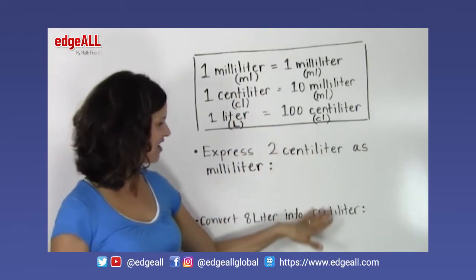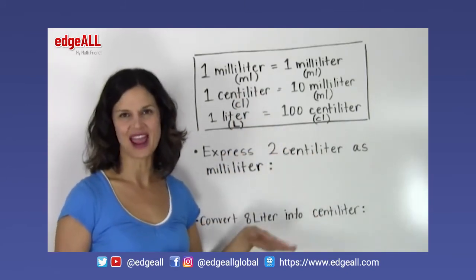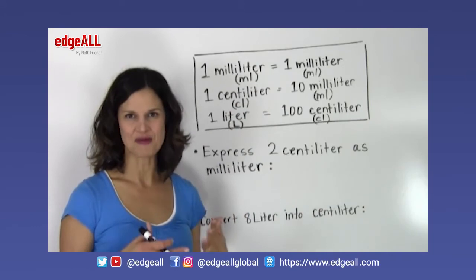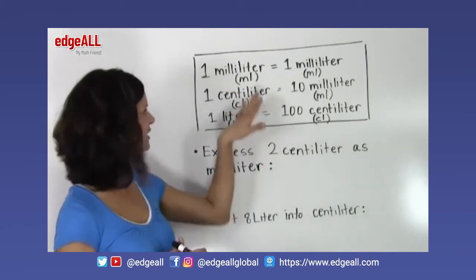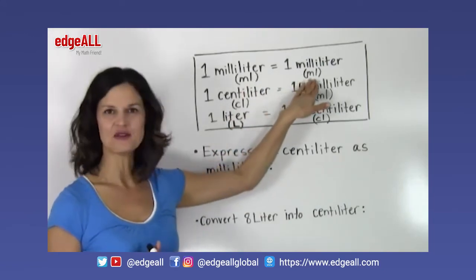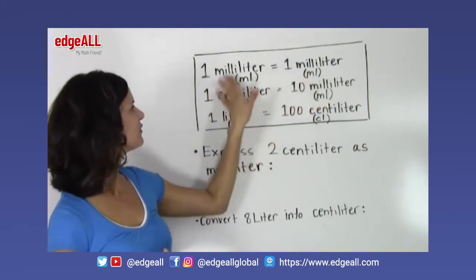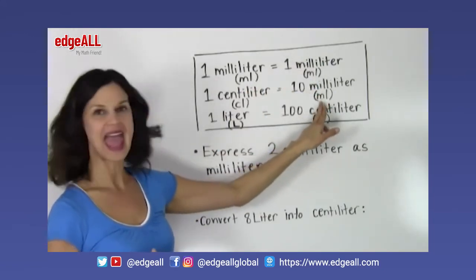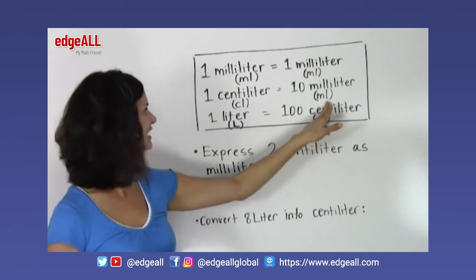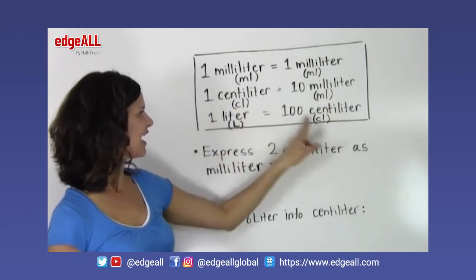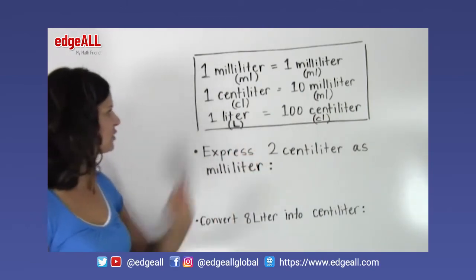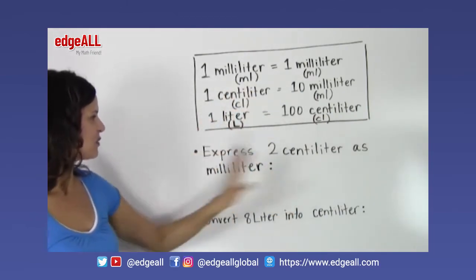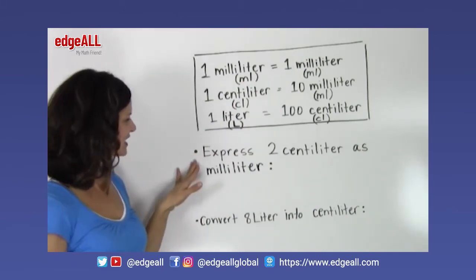Now, I don't have a lot of space to write these measurement units over and over again, and they're quite long words. And so I've written up here the abbreviated form of these units. So for milliliter, we'll see ml for the abbreviation. For centiliter, cl, and for liter, a capital L. So we'll use the abbreviated forms when we work out our problems here. So let's look at the first one.